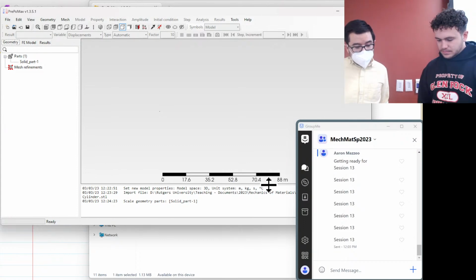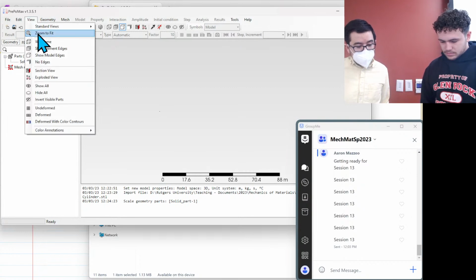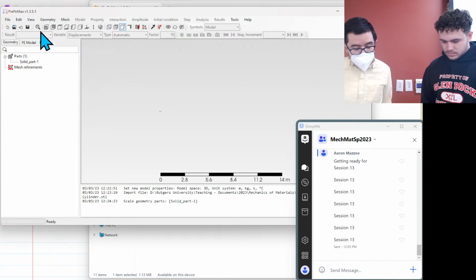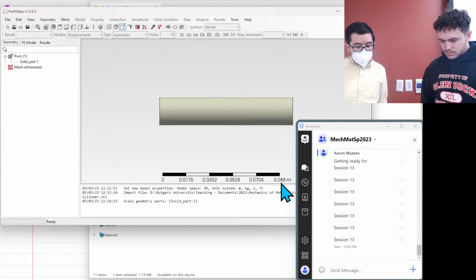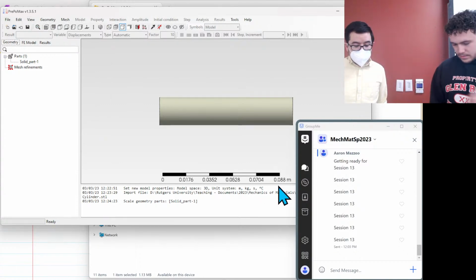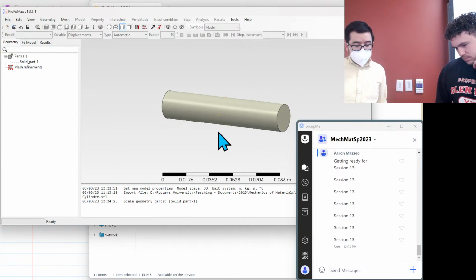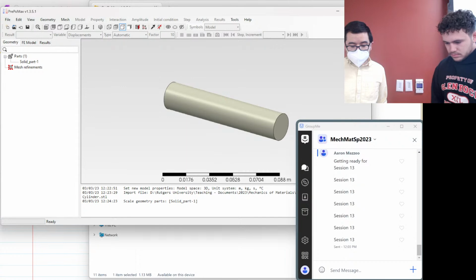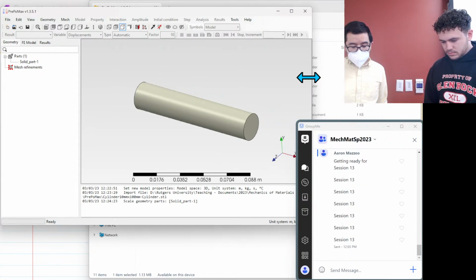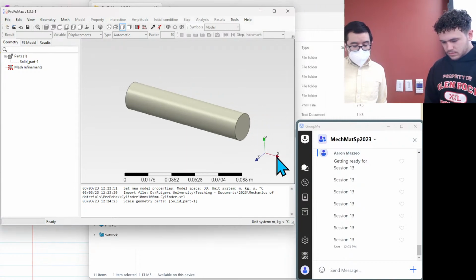So this is now really small, right? So it's zoom to fit, right? So now it's 0.008 here, or 0.088, right? Millimeters or meters, right? So we know that that's correct. And I'm going to bring this over here. So I have mine on the x-axis, all right?